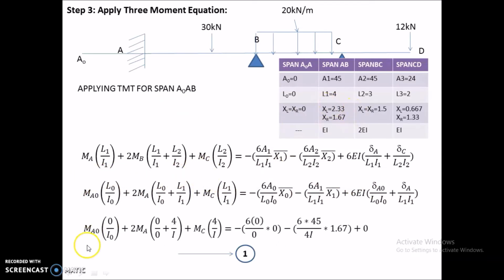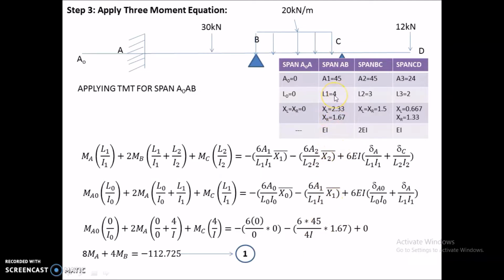Now I am substituting these values here. Our L0 and I0, L0 is 0, so this value will be 0, and coming to this value, 2MA plus, here it is 0, L0 and I0, and coming to this L1 it is 4 and I1 is simply I. Now coming to this third one, here it is MB into L1 is 4 and I1 is I, and here this total value will be 0 since A0, L0, I0 everything is 0, and coming to this value, minus 6 into A1 is 45 divided by L1 is 4 and I1 is I.